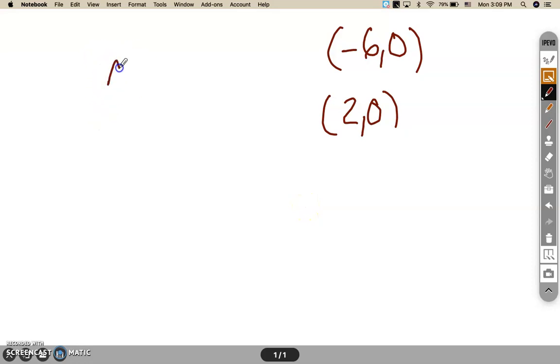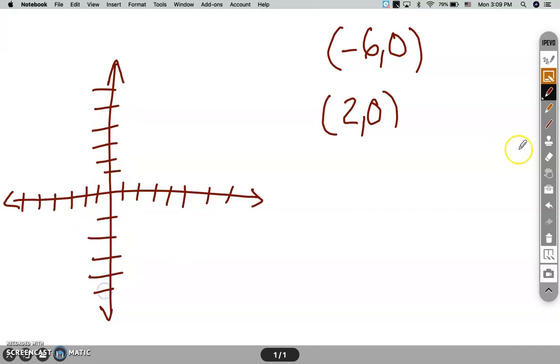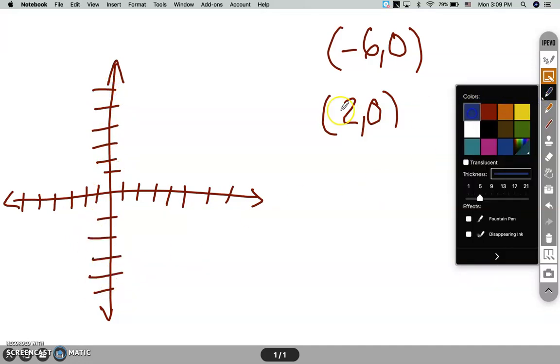Well, if I were to graph this, alright, say 1, 2, 3, 4, 5, 6, then 1, 2, 3, 4, 5, 6, 7, 1, 2, 3, 4, 5. Quickly just drawing a coordinate line. Alright, so there we go. Then negative 6, 0, so negative 6, 1, 2, 3, 4, 5, 6, 0, and 2, 0 would be right there. Now that's where my x-intercepts would be. That's where they cross the x-axis.